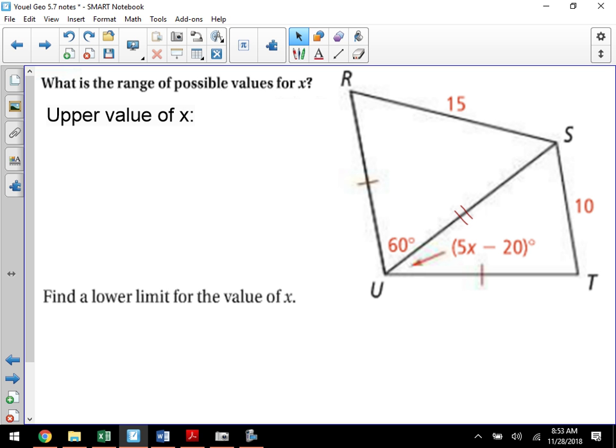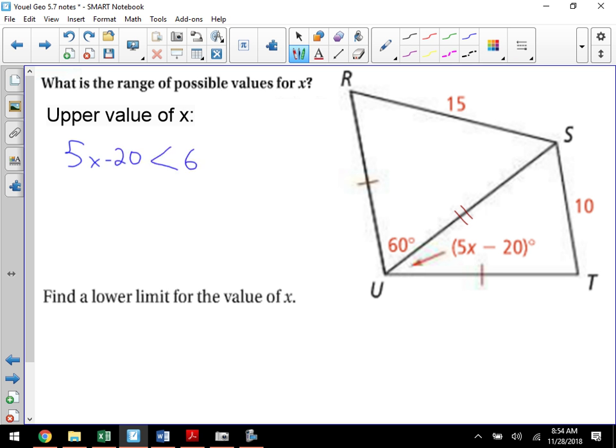Which of those two angles has to be bigger? The 60 or the 5x minus 20? Why does the 60 have to be bigger? Correct. Everybody see that? Because 15 is bigger than 10. So that means 60 is the larger of the two angles, which means 5x minus 20 has to be smaller than what? 60. Yep. It means that 5x minus 20 has to be smaller than 60.